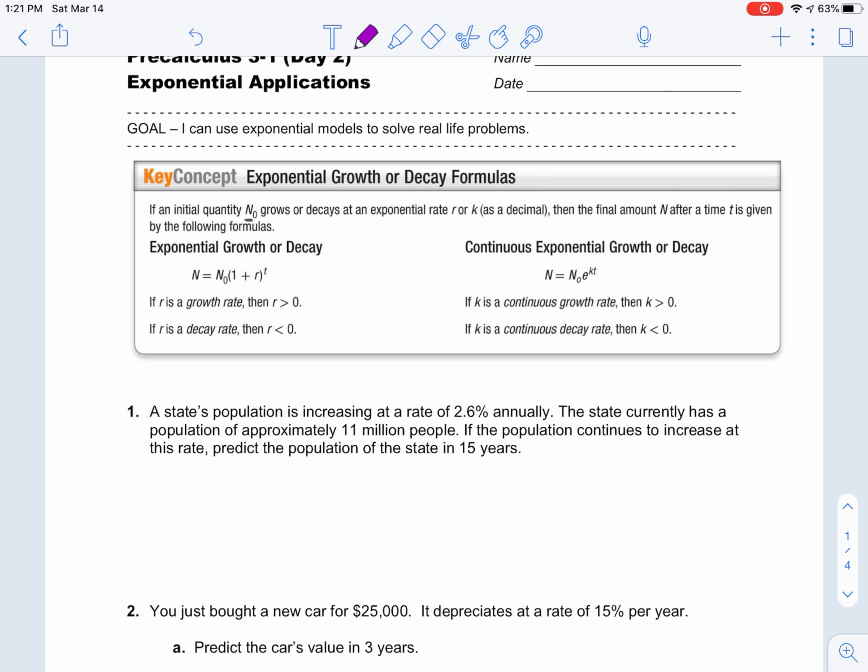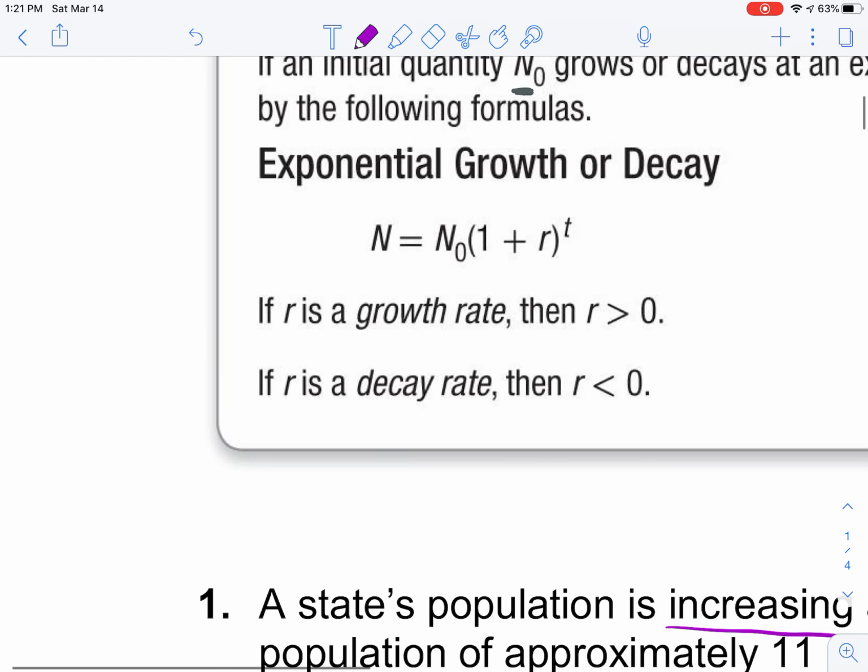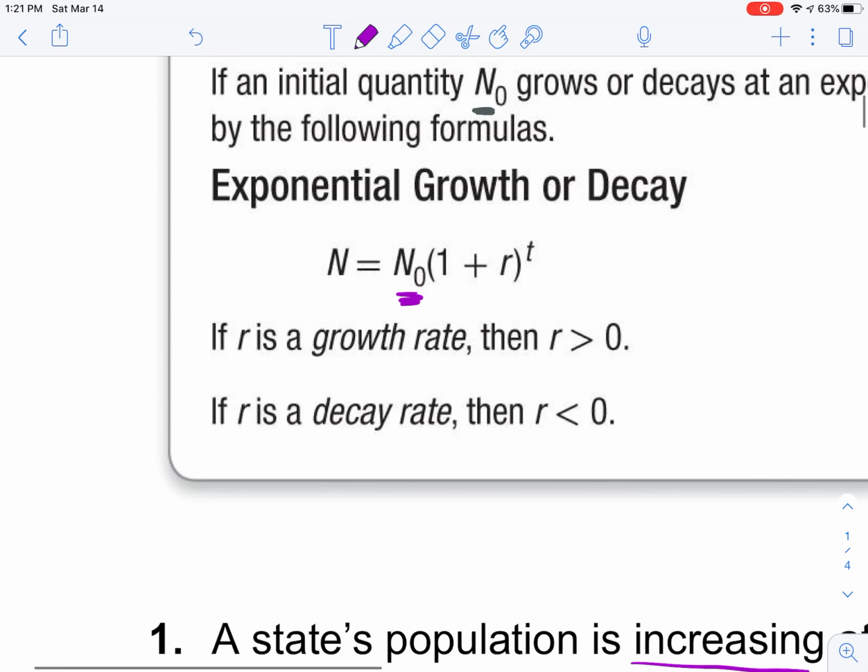The first problem on here talks about a state's population increasing at a rate of 2.6% annually. The state currently has a population of approximately 11 million people, and we want to find the population in 15 years. When the problem is talking about increasing population, you're going to be using the functions for exponential growth or decay. Notice N sub 0 is going to represent the initial quantity for this problem.